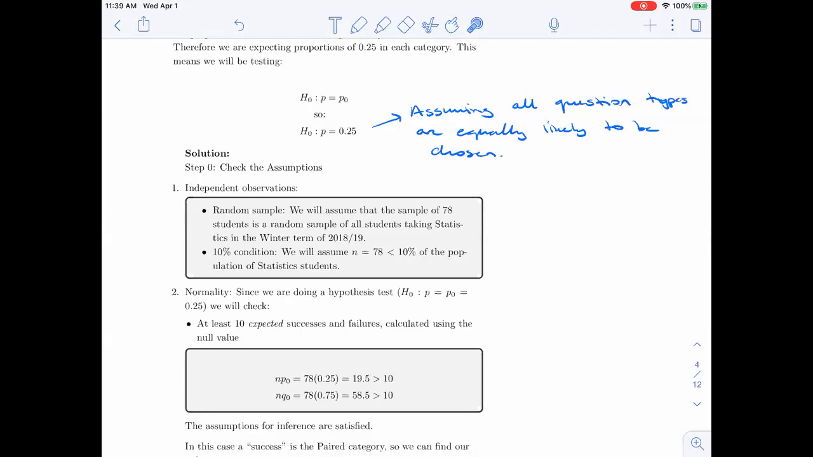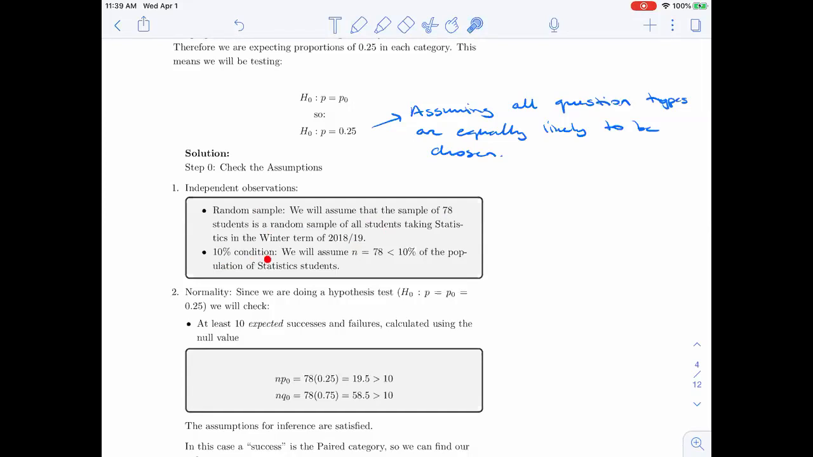So the first thing we have to check is, do we have independent observations? So remember, there's 2 things that we argue. Do we have a random sample? It doesn't say explicitly that these 78 students were selected at random, but we will assume that the sample of 78 students is a random sample of all students taking statistics in the winter term of 2018-2019. So this was last year. That's not necessarily accurate, but it is what we're assuming, right? And so we have to let go of, well, that's not necessarily true. We're saying, okay, here's an assumption that we're assuming, right?